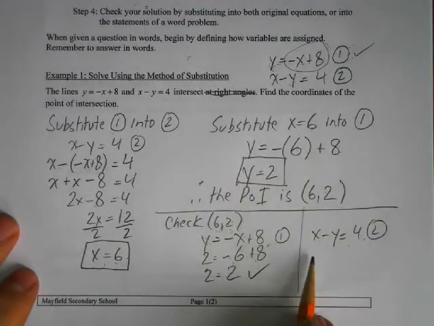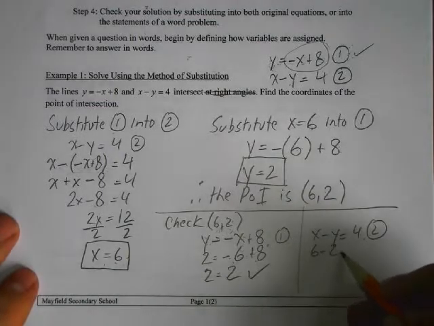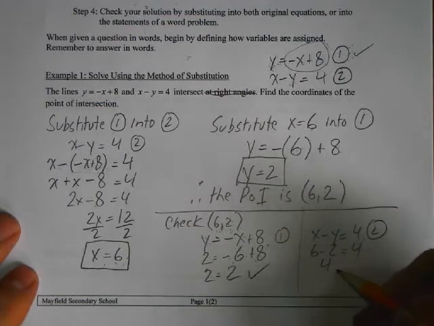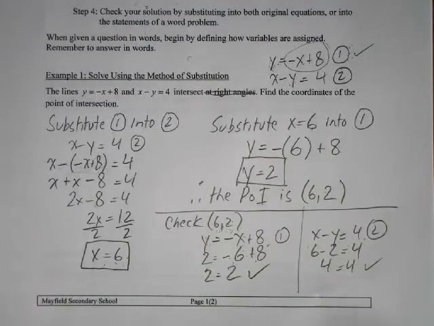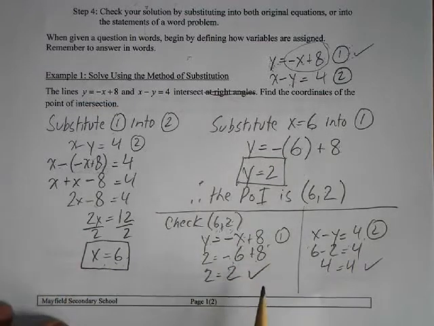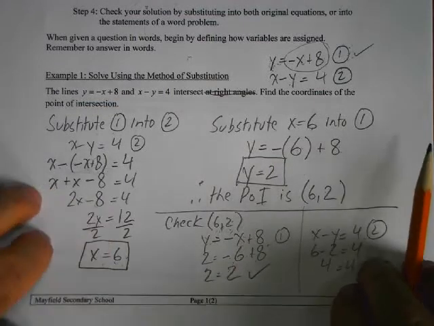So now I'm going to plug in x equals 6, y equals 2 here. And you can see how quick the math is. Very easy. 6 minus 2 on this side is 4. And of course 4 does equal 4. I put my 2 check marks. This point is on both of these two lines. It must be right. Okay, so that's what it means by checking.